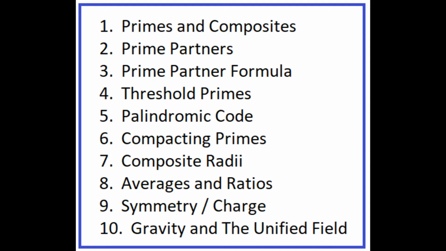The different sections that we're going to take a look at are prime and composite numbers, first of all, prime partners, prime partner formula, threshold primes, palindromic code, compacting primes, composite radii, averages and ratios, the symmetry and charge aspect, and then gravity and the unified field.